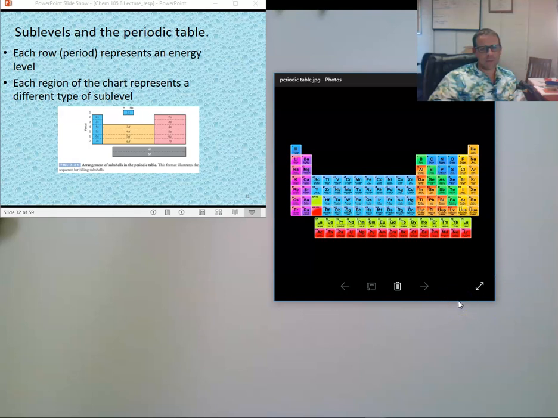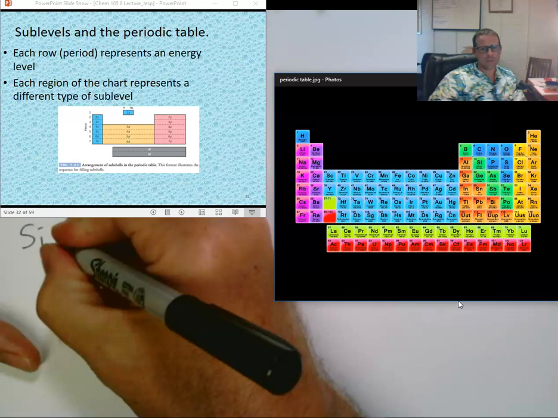All right, so we're going to write the electron configuration for silicon. Now, what is this electron configuration? What is it for? What's it useful for?